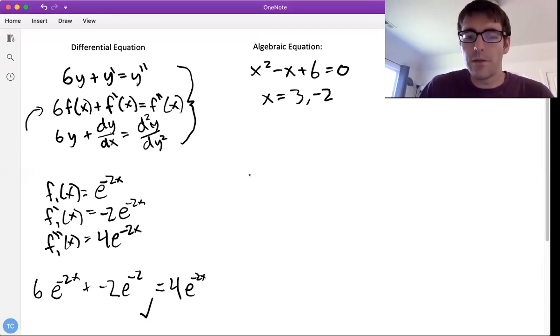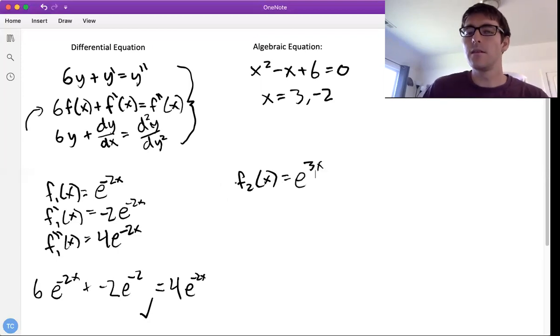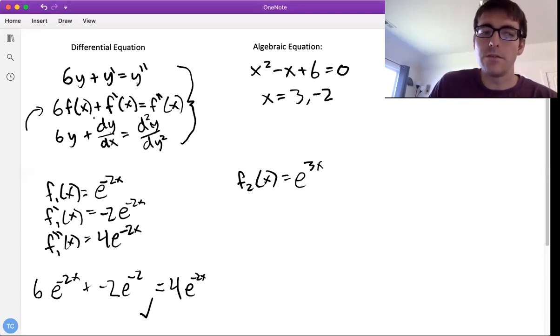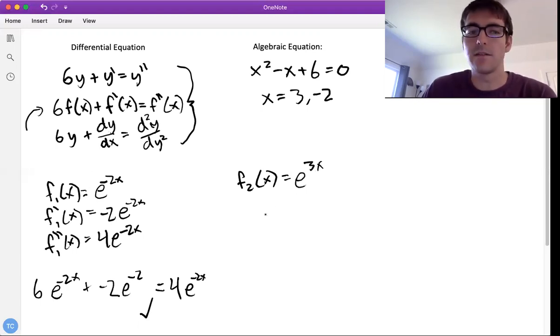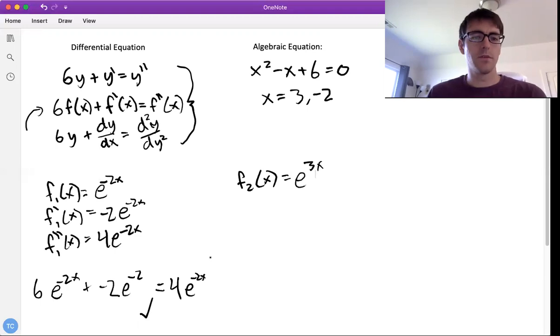So I want to point out that we can do the same thing with another function. If f2 of x is e to the 3x, this is a completely different function, but when plugged into this expression it should also work. And as it turns out, if we put any constant in front of these, oh, that's not quite true. There are ways of putting in constants to make this also work. So there are going to be infinitely many solutions to this differential equation. Here are 2 of them.